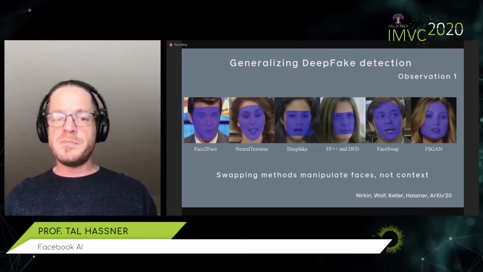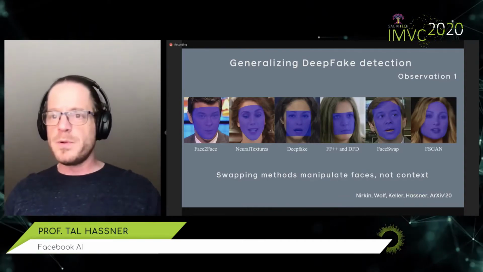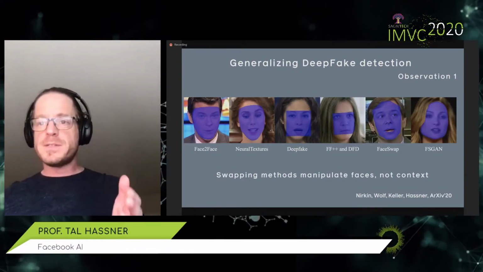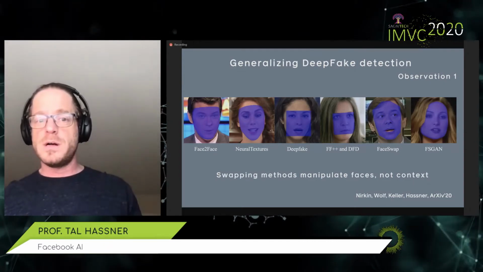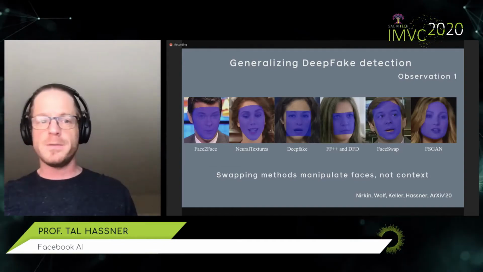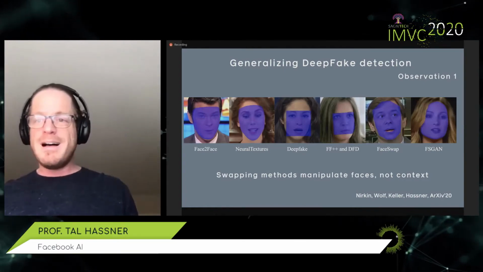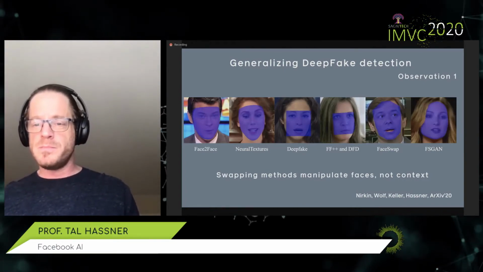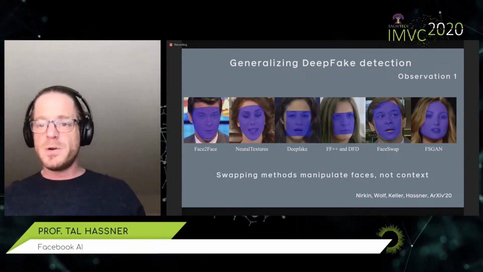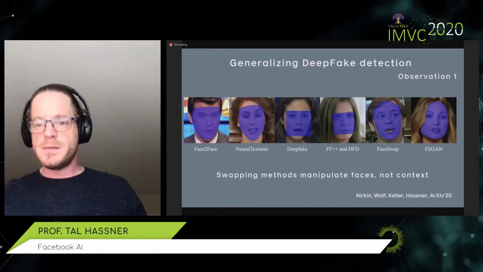Here are 6 different face swapping techniques from recent literature, and we've painted in purple or blue the region that is actually manipulated by these methods. As you can see, deepfake, for example, manipulates just a fixed box in the center of the face bounding box. Face-to-face, neutral textures, and face swap all rely on some function of the convex hull of detected facial landmarks. And FSGAN does accurate segmentation and just manipulates a segmented region.